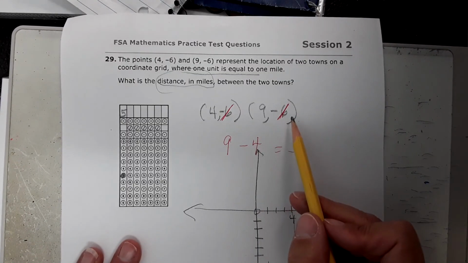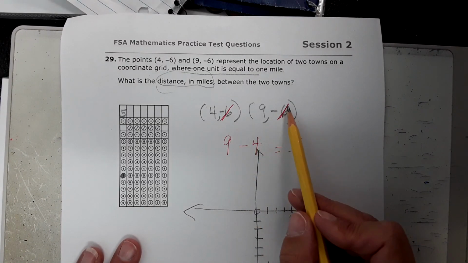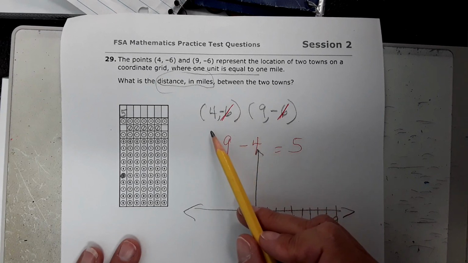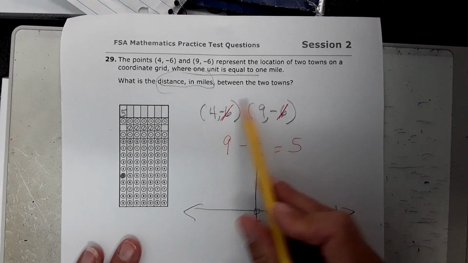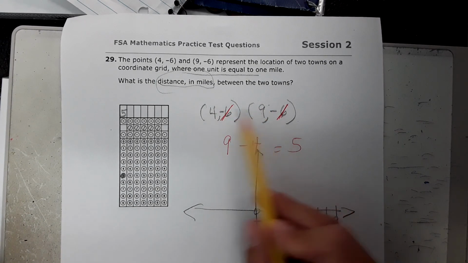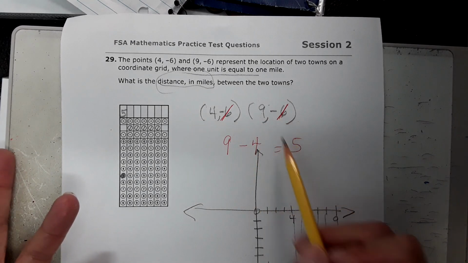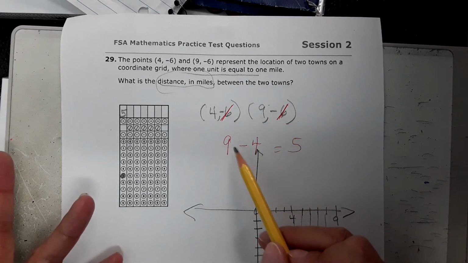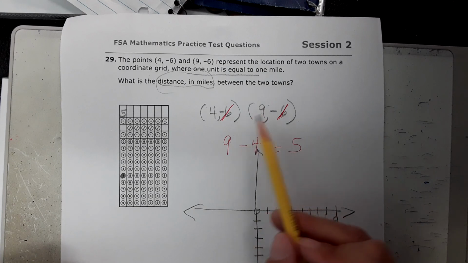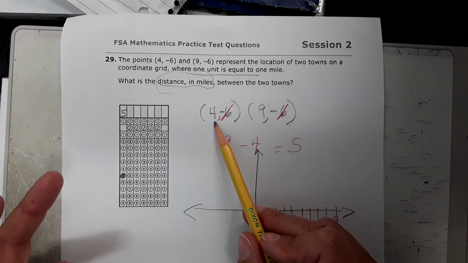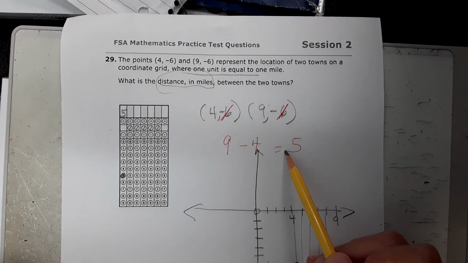But the answer, if you don't have graph paper, cross out the part that's the same, whether it be the x or the y. If they're the same sign, in this case they're both positive, but if they were both negative, you would subtract their absolute values. If one of these were negative and one of these were positive, then you would add their absolute values. So the answer is 5.